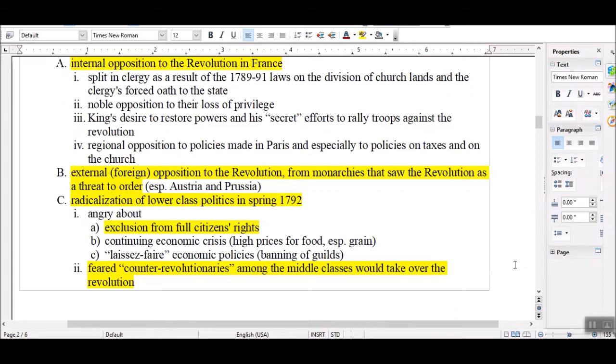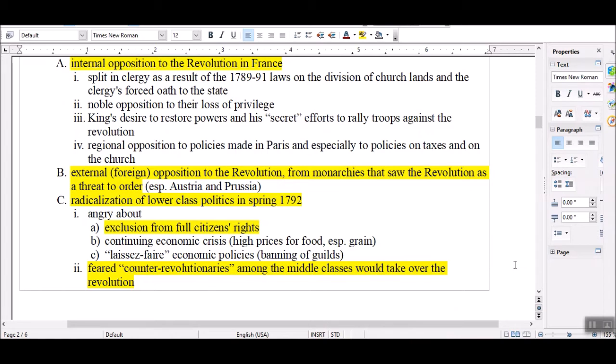Then outside of France, you also are going to see some other monarchies who see this revolution and go, oh no, that's not good. What if they turn on us? What if our people are inspired by this revolution and they decide to rise up against us?